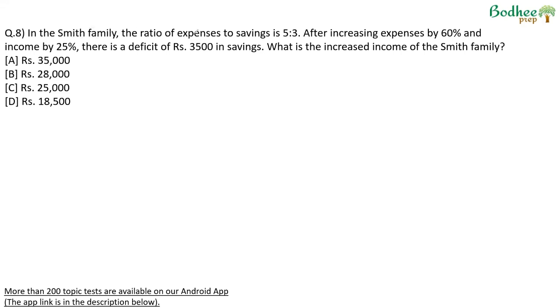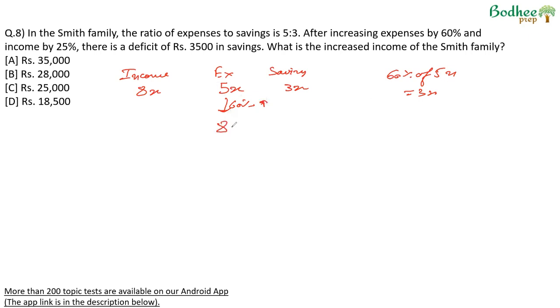In the Smith family, the ratio of expenses and savings is 5:3. So 5x and 3x. We know that the income is nothing but expenditure plus saving. The income will be 5x plus 3x, which is 8x. After increasing expenses by 60%, 60% of 5x will be 3x. 6 5s are 30. So a 60% increase means the new expenditure will be 5x plus 3x, which is 8x.